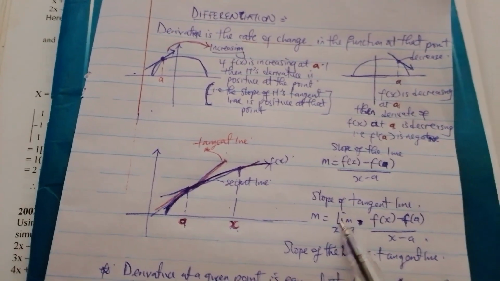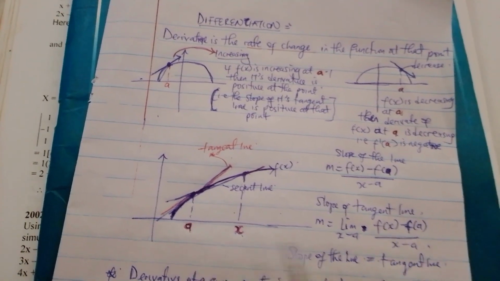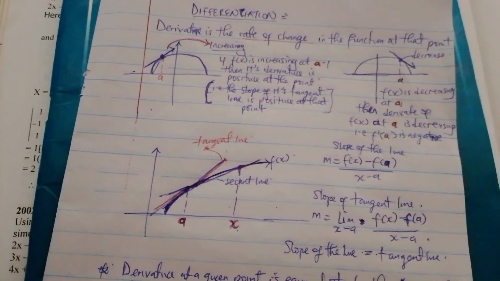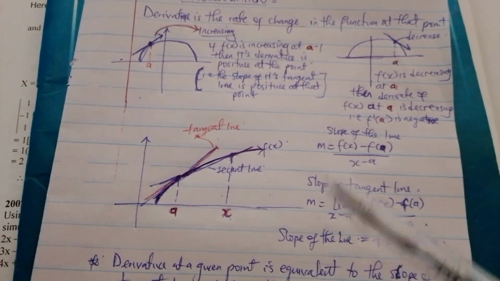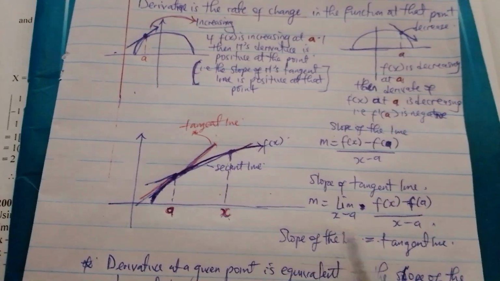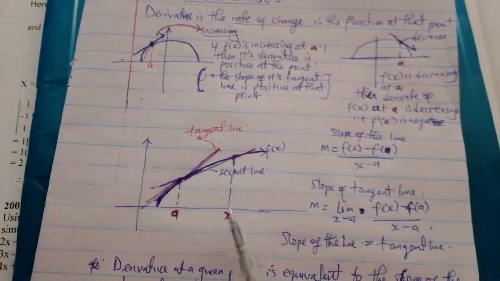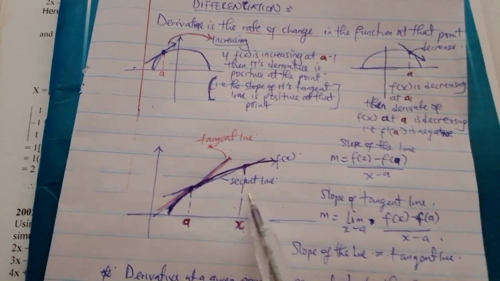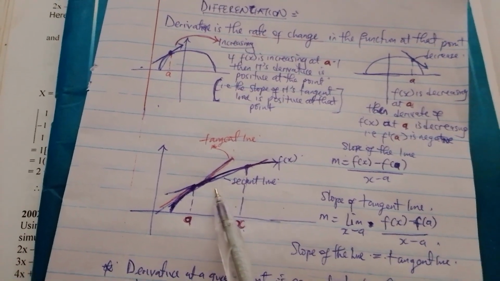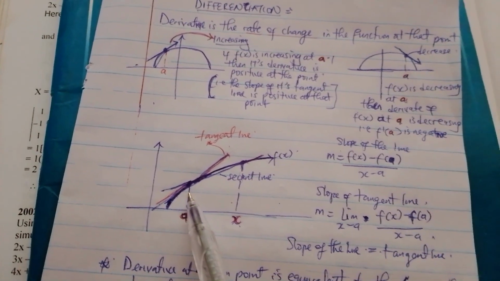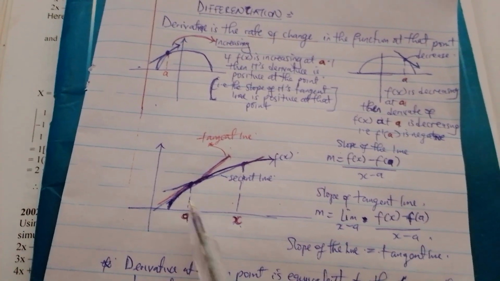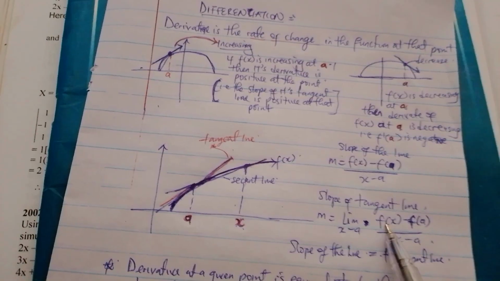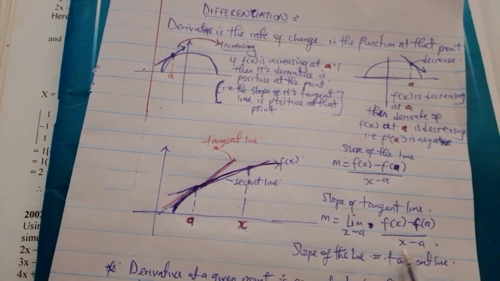Is the limit as x is going closer and closer to a the slope of the tangent line? Is it clear now? Let me recap again. The limit as x tends to a means that as x is moving closer to a, until you get to a, we have the change of this line, that is, f of x minus f of a over x minus a.